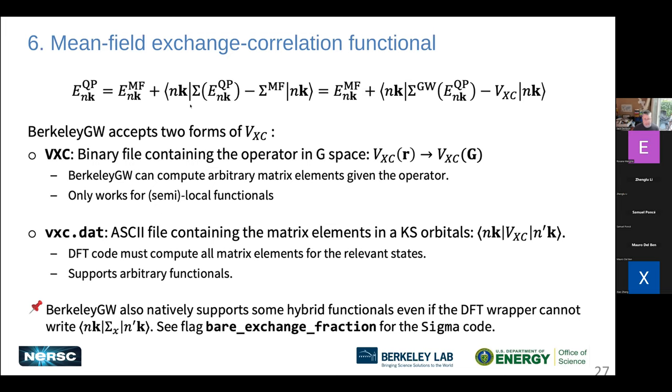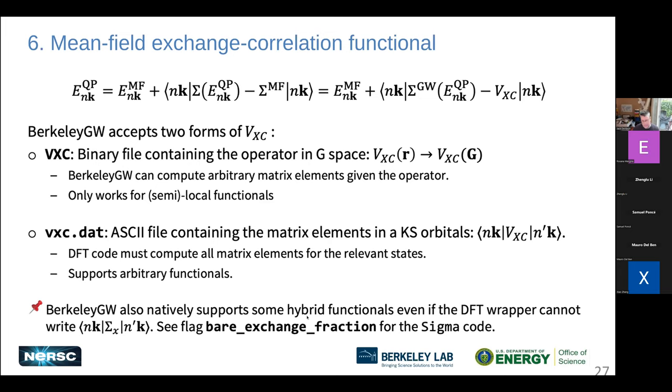So this is why when you run a sigma calculation, you also need to provide the VXC, essentially so that we can subtract it out. There are two formats that BerkeleyGW accepts for VXC. There's a binary file containing the actual operator in reciprocal space, or there's an ASCII file, vxc.dat, that just contains these matrix elements, VXC, nk. Again, the point of sending these into the BerkeleyGW sigma calculation is just so we can subtract them out of the mean field energies that we read from the wave function files.